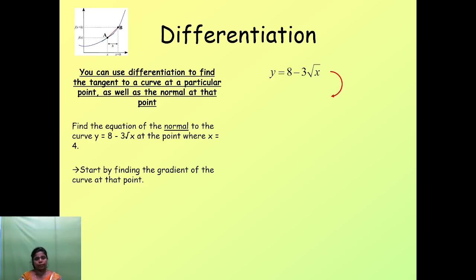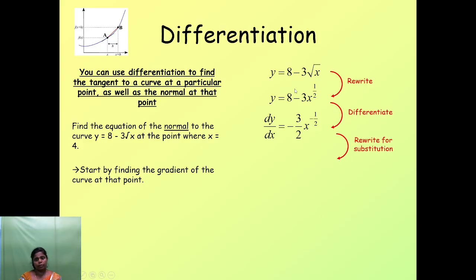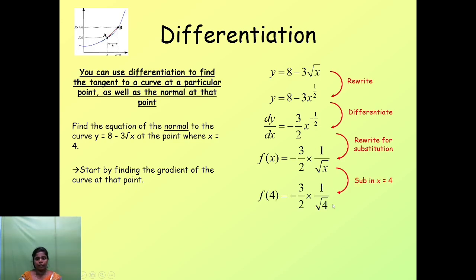So next example, 8 minus 3 root x. Then you get 8 minus 3 into square root of x, which can be written as x power 1 by 2. Then we differentiate. We get minus 3 by 2 x power minus 1 by 2. 8 is a constant, so it becomes 0. And rewrite: f dash of x is equal to minus 3 by 2 into x power minus 1 by 2, which can be written with square root of x in the denominator. And we substitute x equal to 4. So instead of x we substitute 4. So f dash of 4 equal to minus 3 by 4.